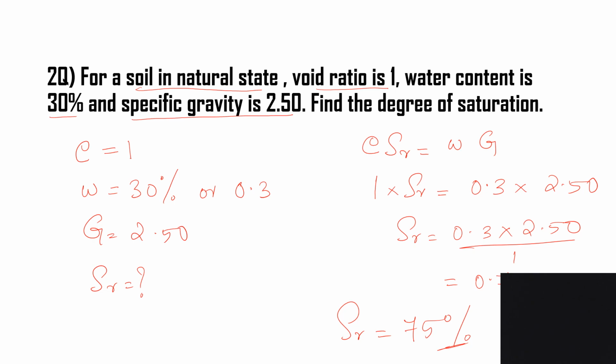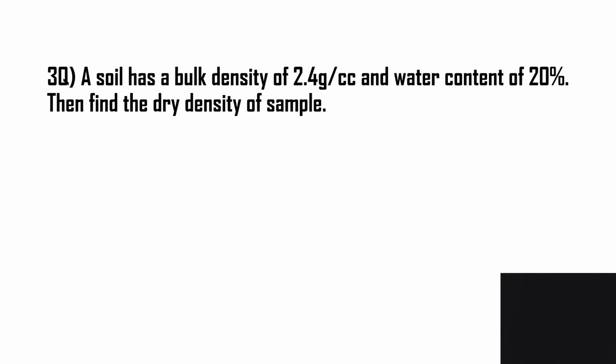Okay, next question. Third one: soil has a bulk density of 2.4 gram per cc and a water content of 20%. Find the dry density of the sample. What are the data given? We know the bulk density gamma as 2.4 gram per centimeter cube and water content as 20%. We need to find the dry density of the soil sample.